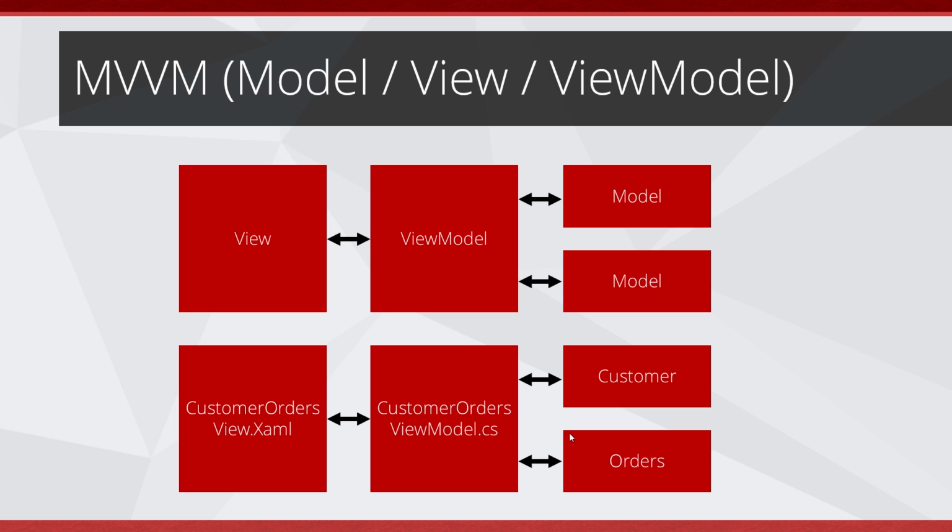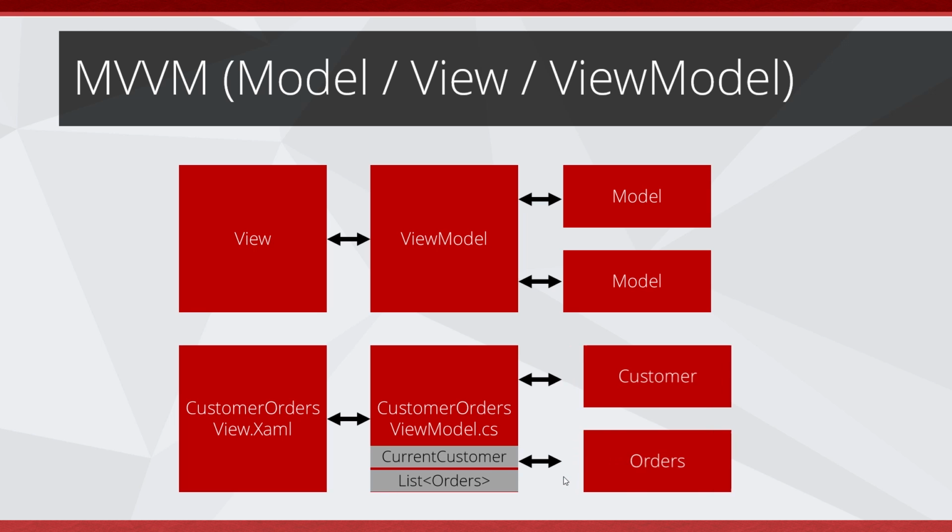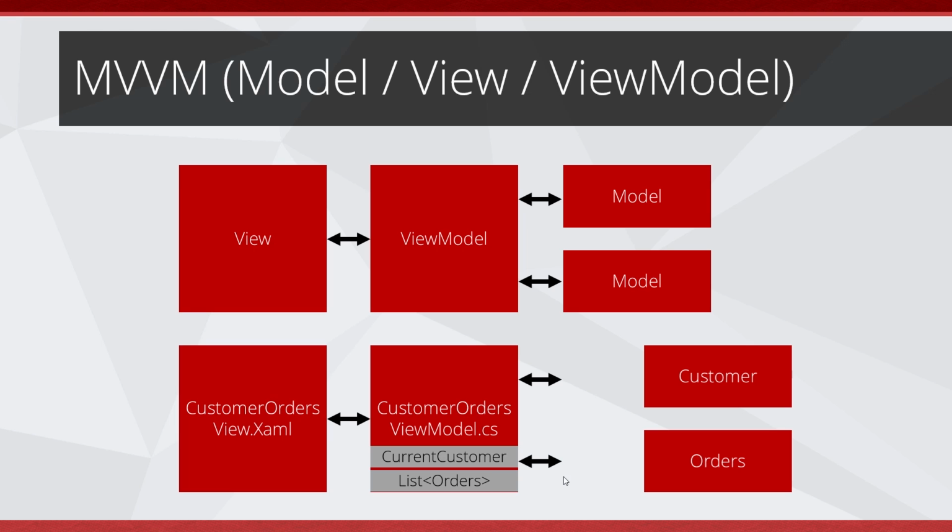Now, these customers and orders could be retrieved from anywhere. So, inside of our view model, we're going to be holding what our current customer is. So we're having a property called current customer. And our view model would have another property, which would be a list of orders. And we could get these from anywhere. So for example, we could get them from a REST interface, an OData service. We could get them from an old school WCF service if you want, etc.